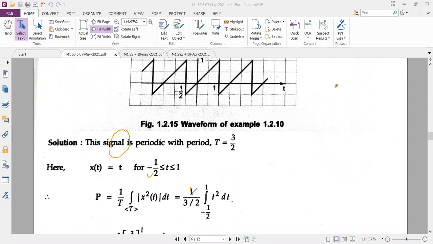So in the formula I'm substituting 1 divided by 3 by 2 in place of capital T, and in place of x of t I'm substituting t. Since it is x square, it is t square dt, and I have to substitute the limits as per the time given in the question. It is minus 1 by 2 to plus 1. So I want you to just perform the integration. T square integrates to t cube divided by 3, and you have to apply the limits, solve it quickly and get me the answer.